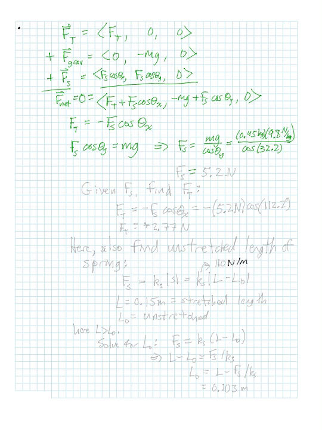And when I plug all of those numbers into my calculator, I get 0.45 times 9.8 divided by cosine of theta y. I get 5.2 newtons for Fs. Now that I have Fs, I can find Ft.